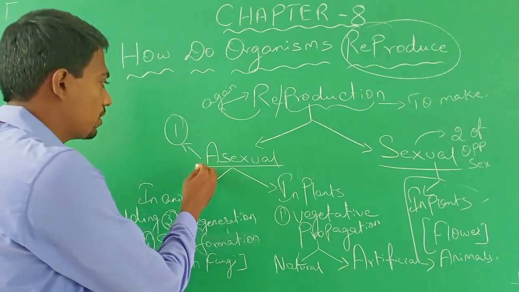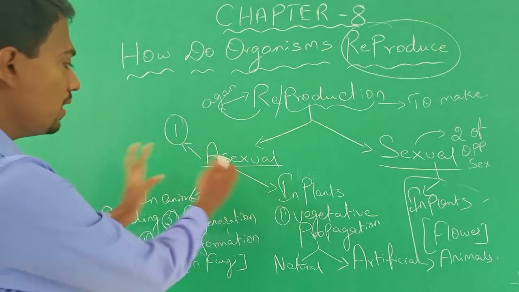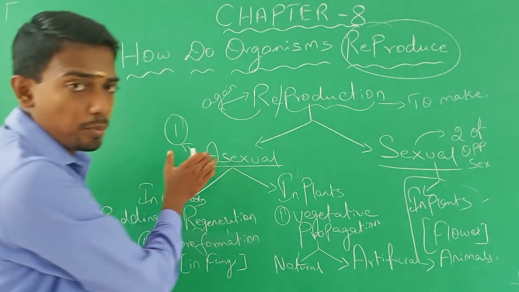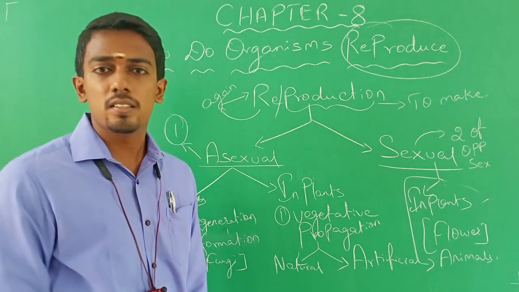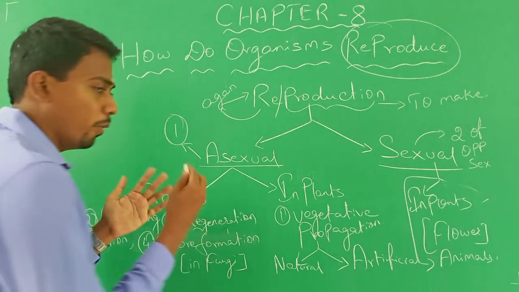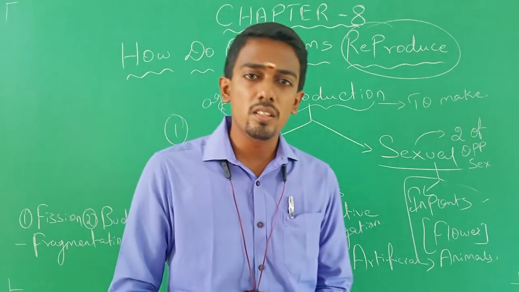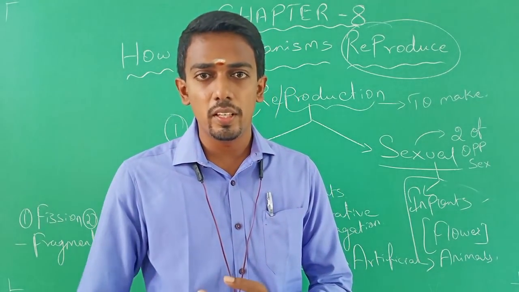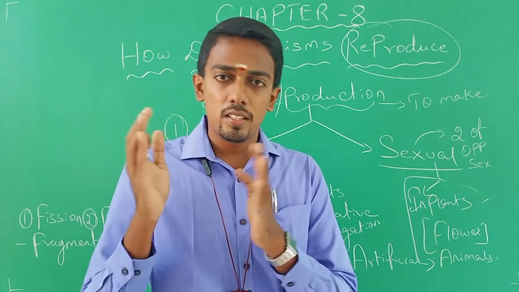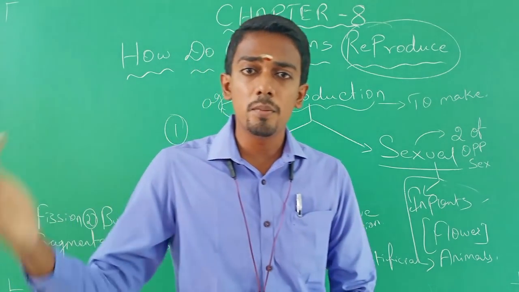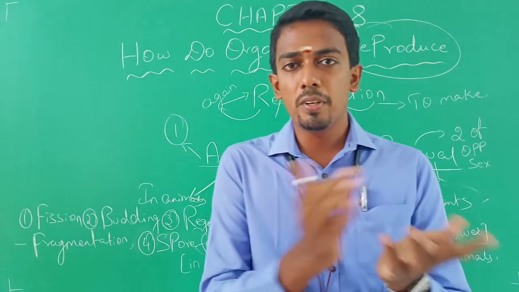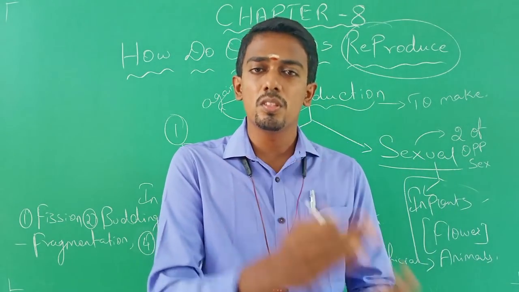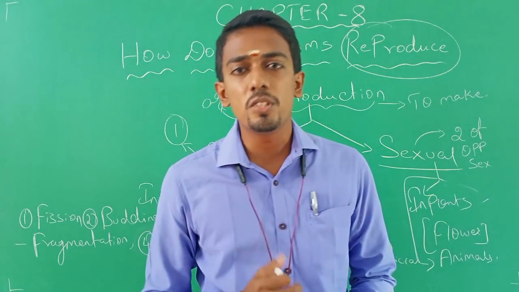For asexual reproduction to happen, only one parent is sufficient. So both male as well as female can freely reproduce individually, not together. A separate male organism can reproduce separately. A separate female organism can reproduce separately to make their progenies.